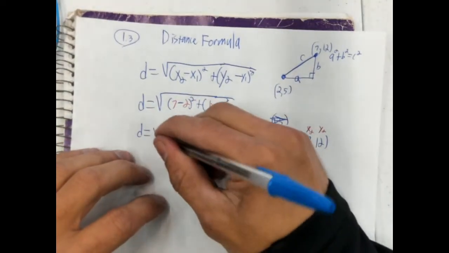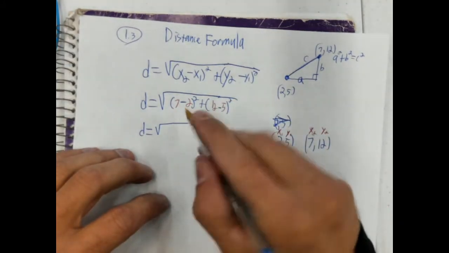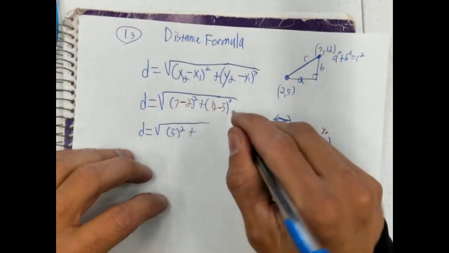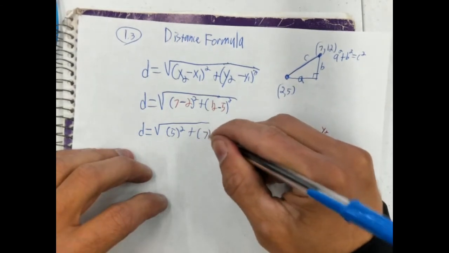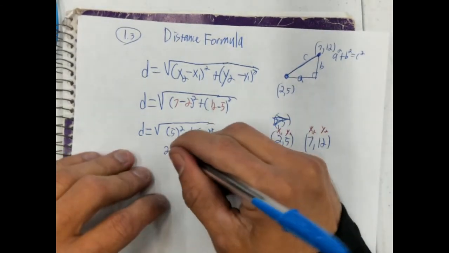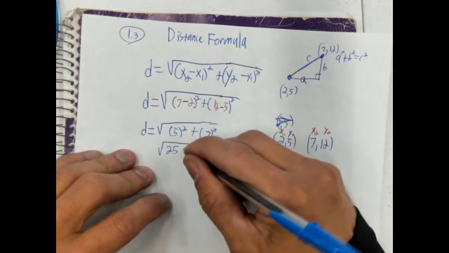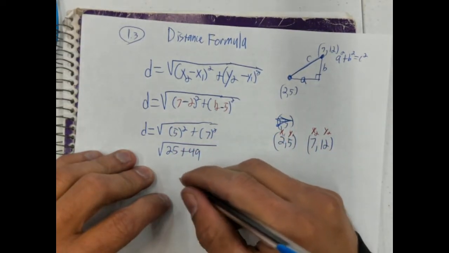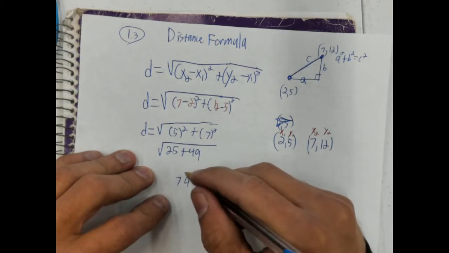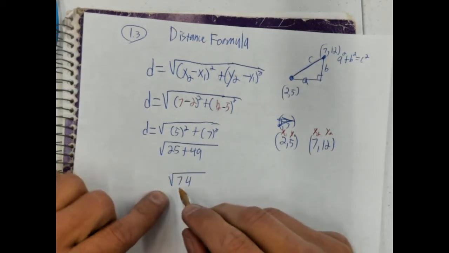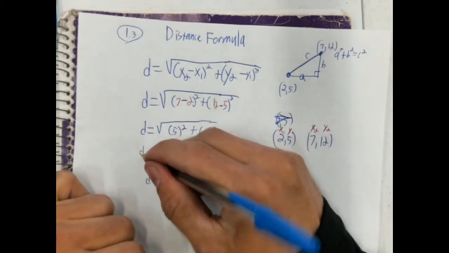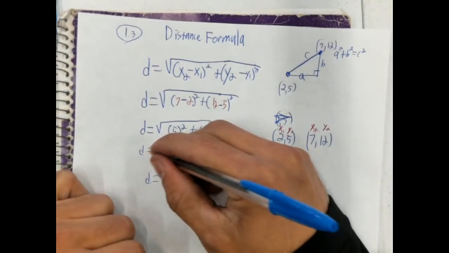Okay, so let's go ahead and follow our order of operations here. 7 take away 2 is of course 5, so 5 squared, and 12 take away 5 is of course going to be 7, 7 squared. 5 squared is 25. 7 squared is 49. Let's add those together. 14, carry the 1, 74. Did I mess that up? Nope, I didn't. So radical 74. The distance between these 2 points is the square root of 74.